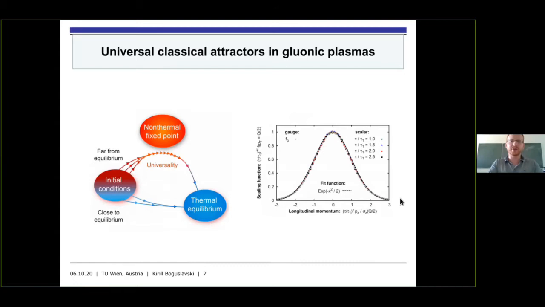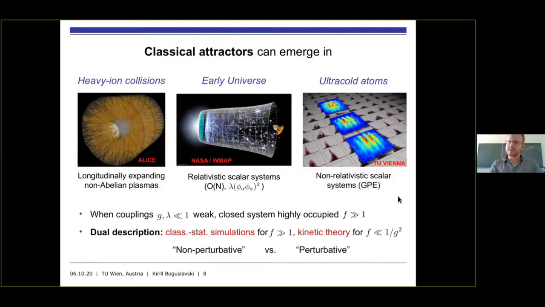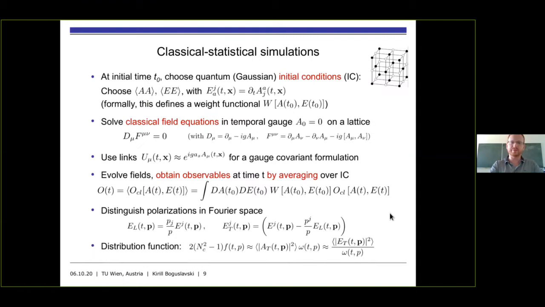All right, so let's start with classical attractors. You can find classical attractors in very different physics over a vast range of energies and temperatures: heavy ion collisions, models of the early universe, especially inflaton models, and ultra-cold atoms. And in all of those, what you need is weak couplings, closed systems, and high occupation numbers. As I said, you have this dual description of classical statistical simulations and kinetic theory, which is a non-perturbative versus perturbative setting. Now, let's just flash over classical simulations, which David already discussed very nicely.